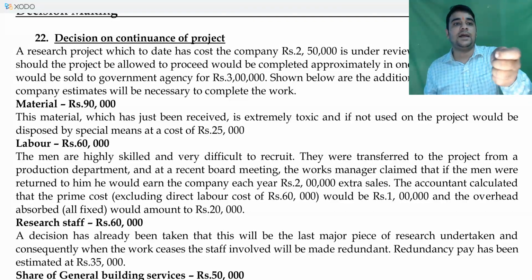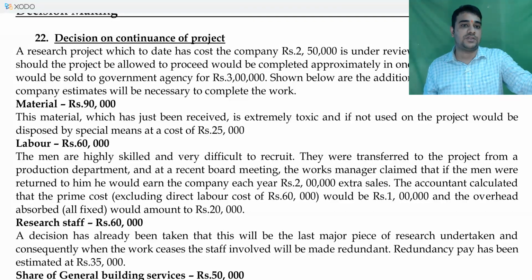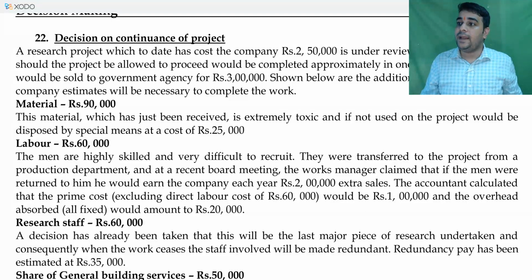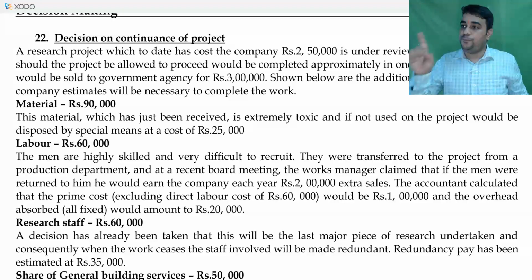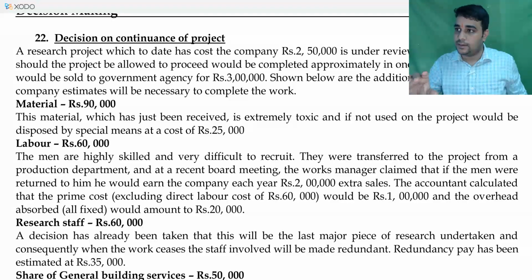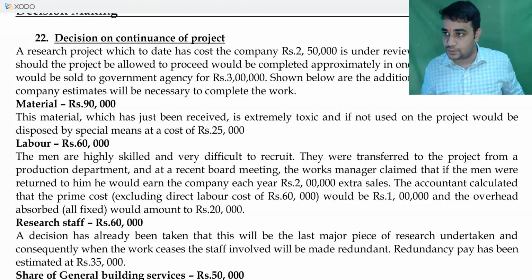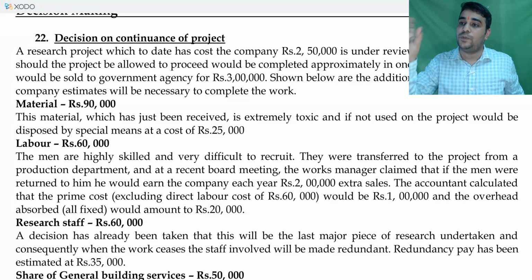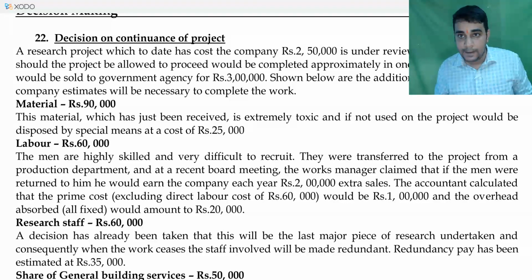When I sell it, I will not get money. If I give this material to someone, he will say, give the material and on top of that, pay me 25,000. So if you want to write it in the cost side, the relevant cost is minus 25,000, which will reduce the cost. Or you can write it in the benefit side as 25,000.